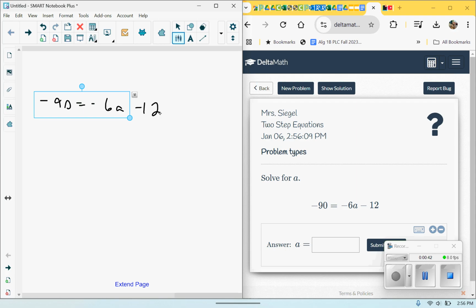Our goal is to get A by itself. If you'll remember from Algebra 1, you'll want to get that A by itself. The first thing we're going to do is add 12 to both sides. I don't know why that's not going away, sorry. What we're doing is getting rid of this. So if we add 12 to both sides, negative 90 plus 12 is negative 78.